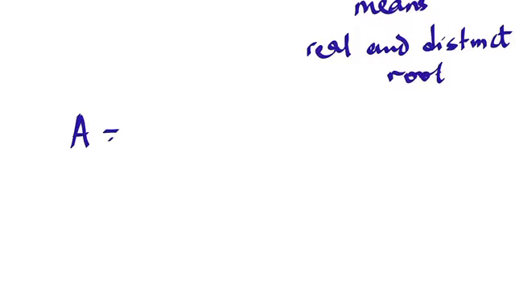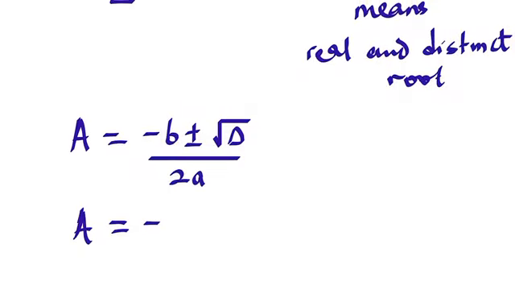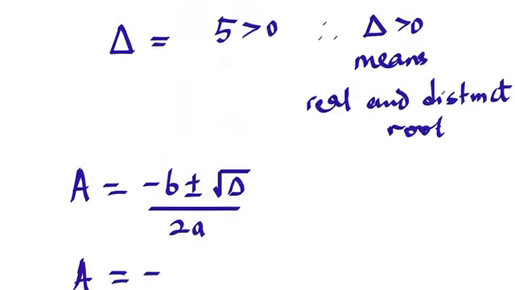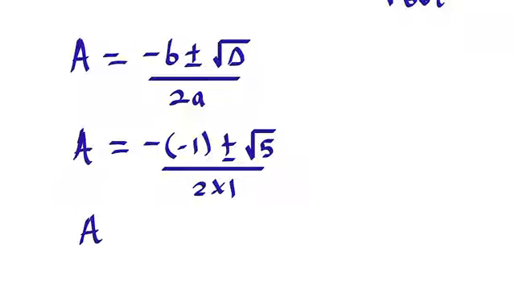So the next thing we're going to do is to have a equals minus b plus or minus the square root of our discriminant, divided by 2a. So a equals minus, what is our b? According to what you are given, our b is -1. So we have -1, then plus or minus the square root of our discriminant 5, all divided by 2 times 1, since a is 1. So we have a equals 1 plus or minus the square root of 5, all divided by 2.